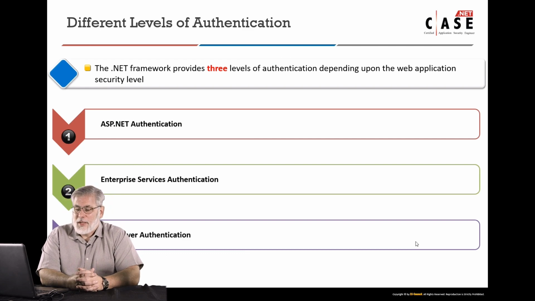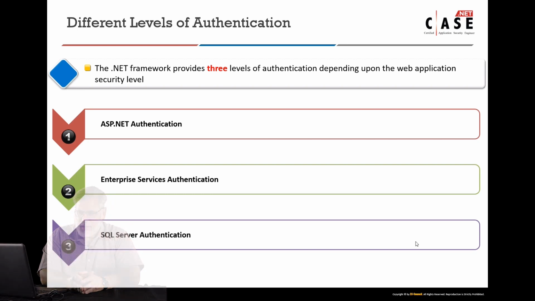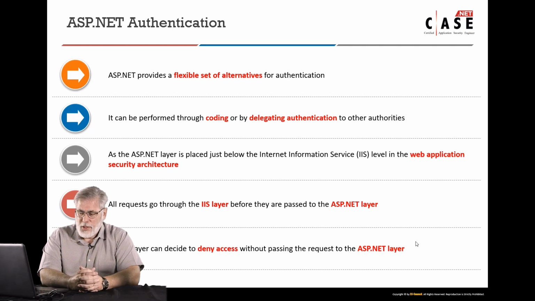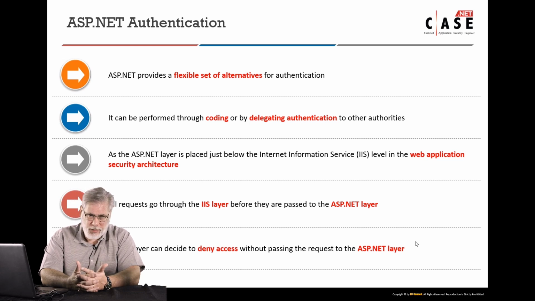Different levels of authentication. .NET Framework has built into it 3 different levels of authentication depending on the web application security level. There's the ASP.NET authentication, the Enterprise Services authentication, and the SQL Server authentication. Let's begin with ASP.NET authentication. ASP.NET is very flexible. It gives you a lot of alternatives. You can code it or you can delegate the authentication to some other service, an authentication service. We'll see some of that in this lesson.